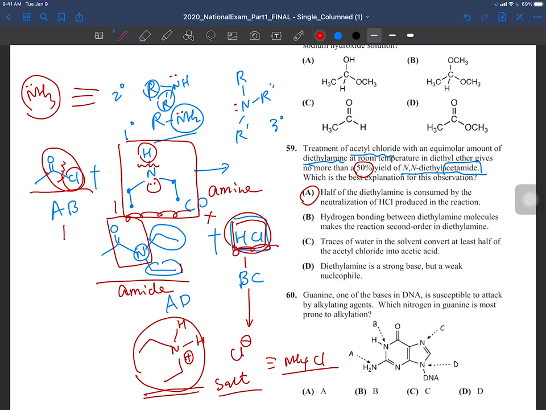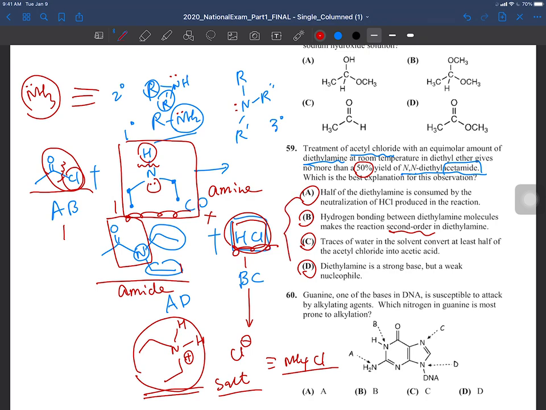I will say this one doesn't make any sense because it's a trace amount of water. So how can it convert at least half of the acetyl chloride, right? So I will eliminate C. Hydrogen bond and second order doesn't make any sense, because second order is related to kinetics, but here it is about percent yield, right? So one is related to equilibrium, another one is related to how fast the reaction is. So they are not related. The last one is a strong base but a weak nucleophile.